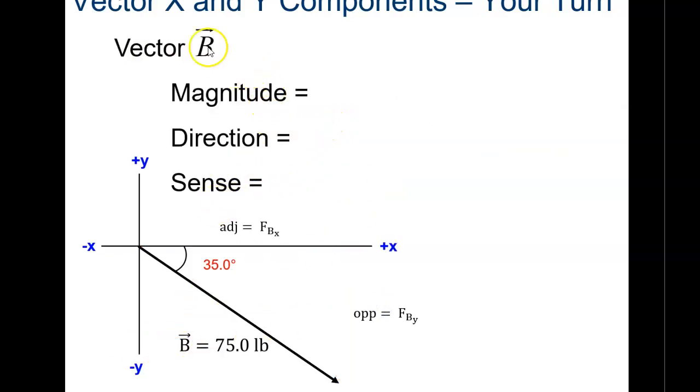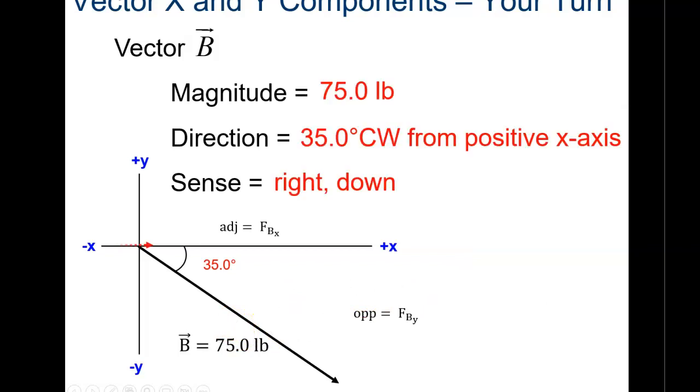So the next one you can try on your own. It's vector B. It's very similar. The only difference is it's down and to the right. So you get a little bit of a change here. I'll run you through it quickly, but I think you can do this on your own. Figure out the magnitude. That's how much it weighs. Figure out the direction, 35.